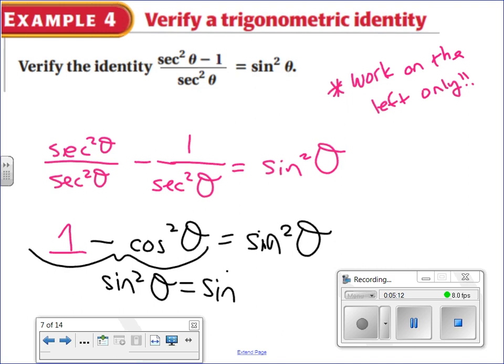So at this point, we're done. We literally just say check mark because we have verified that the stuff that lives on the left matches the stuff that lives on the right.